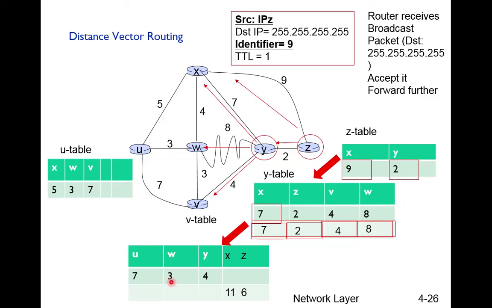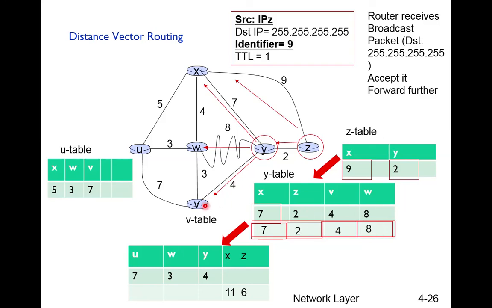It's a 3-meter distance. Its value is 3. Its cost is 3 at present. And V comes to know from the Y table that the cost to reach Y is 4, and from Y to W it is 8. So 4 plus 8 is 12.